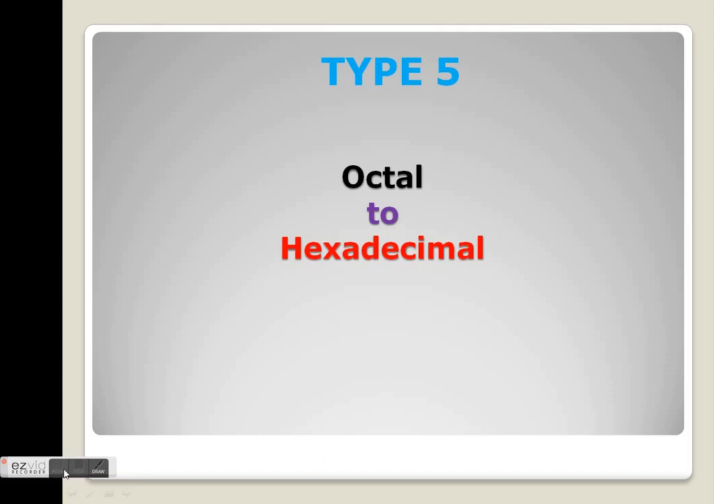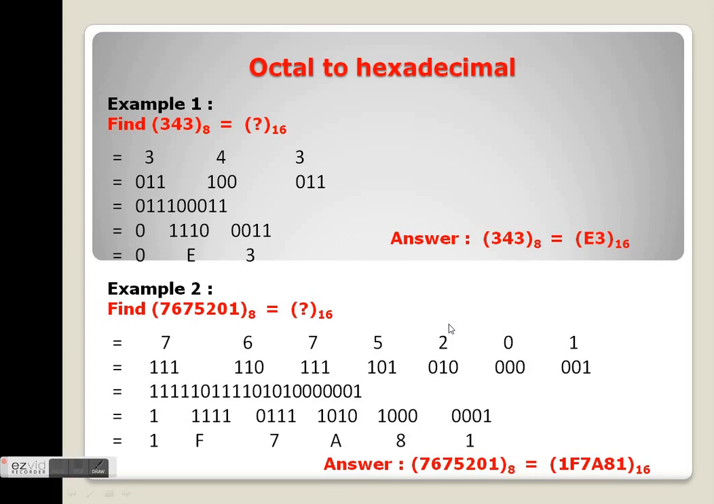Students, let's now discuss octal to hexadecimal conversion. Octal to hexadecimal conversion is a two-step process. In the first step, we will change octal into binary. In step number 2, we change the binary into its hexadecimal equivalent. In example number 1, we want to convert the octal number 343 into its hexadecimal equivalent.